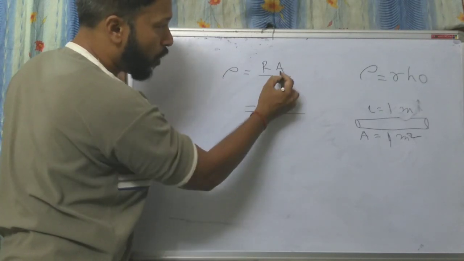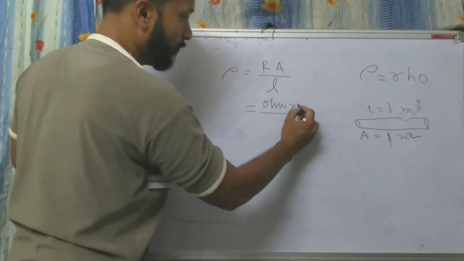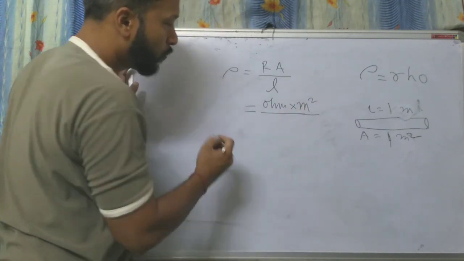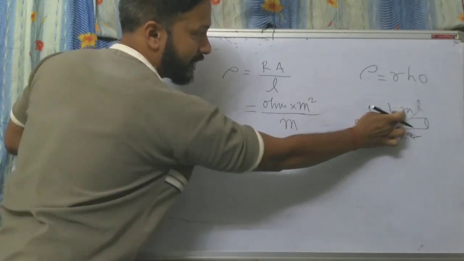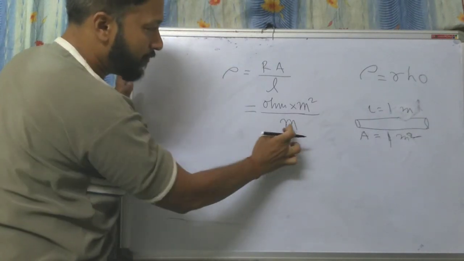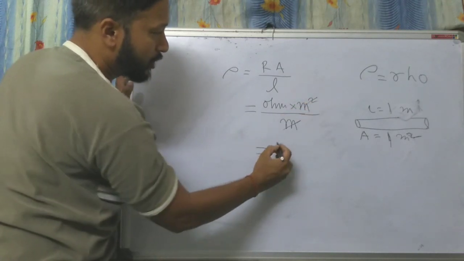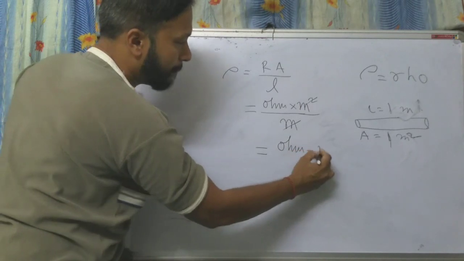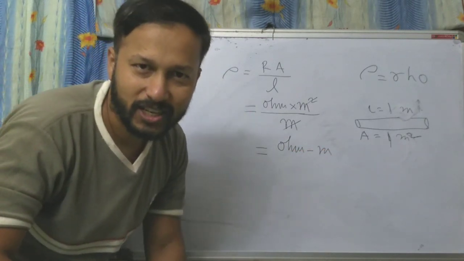What is the unit of area? Unit of area is meter square. So we'll write meter square. What is the unit of length? Meter. So now if you cut meter square by meter like this, you are getting ohm meter. So ohm meter is the unit of specific resistance.